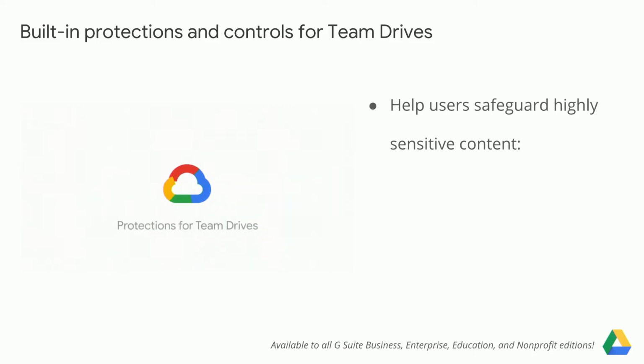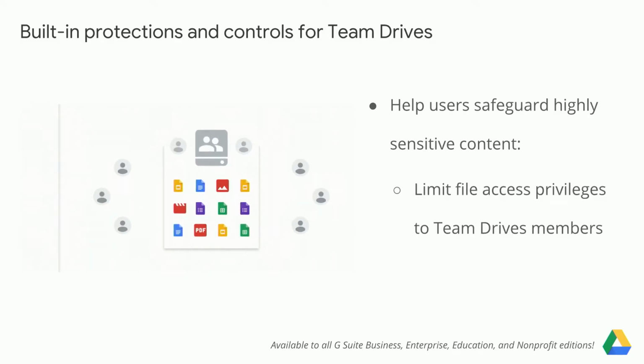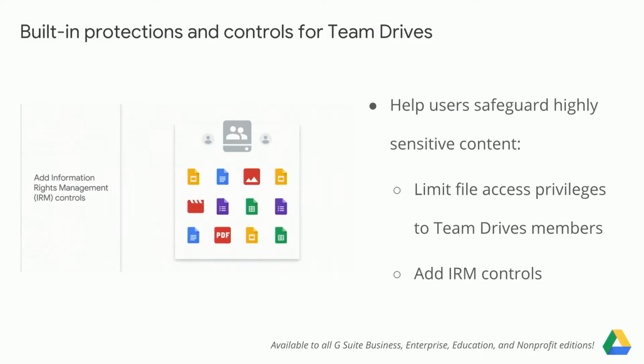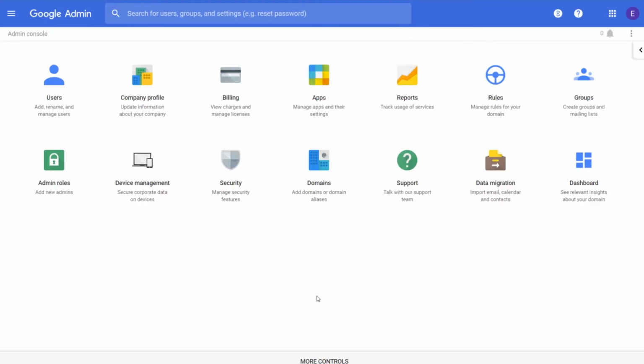Specific updates include the ability to modify settings for team drives to limit file access privileges to team drive members or only to users within your domain, and add IRM controls to prevent users from printing, downloading, and copying files within team drives. Admins can now set the default access for newly created team drives in their domain or in individual organizational units to help protect sensitive information across their organizations.